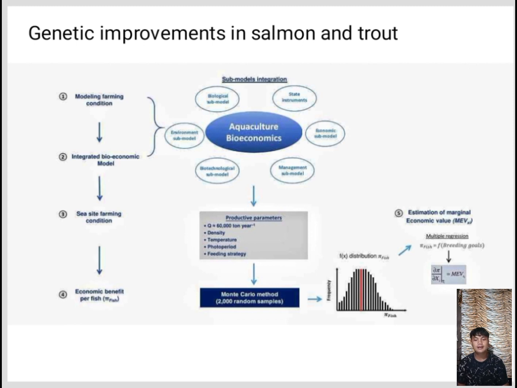Using this systems approach and including stochasticity, the models are integrated into a bioeconomic model. Productive variables, basic parameters of the productive system, and restrictions of operation are defined to run simulations using the bioeconomic model. Using 2000 simulations, a probabilistic economic benefit function per fish, which includes the traits in the breeding goal, is estimated, and multiple regression is calculated, then applying partial derivatives.